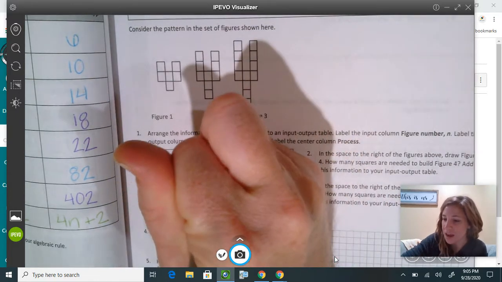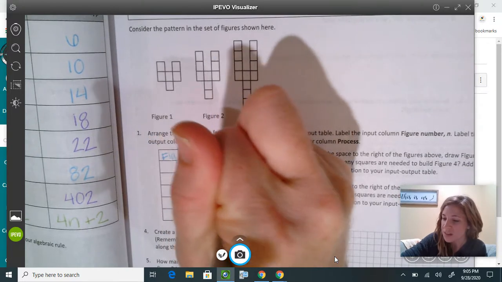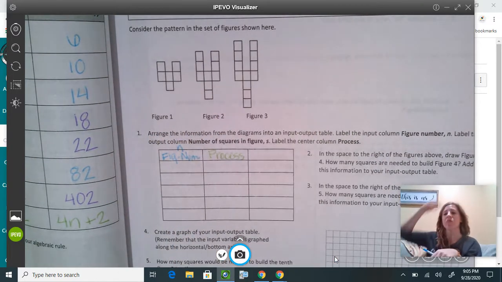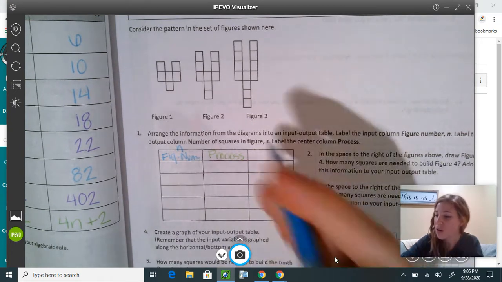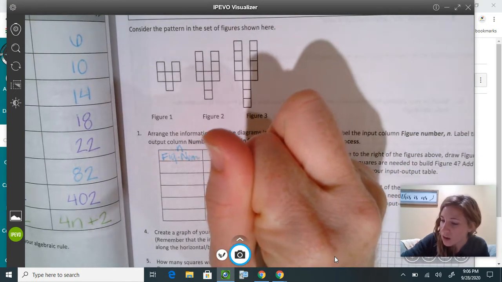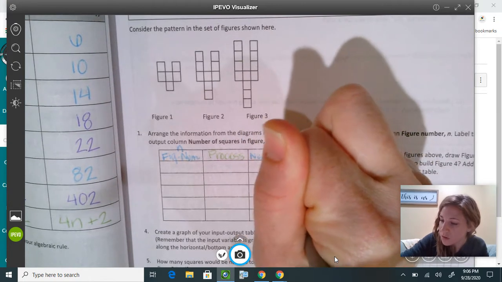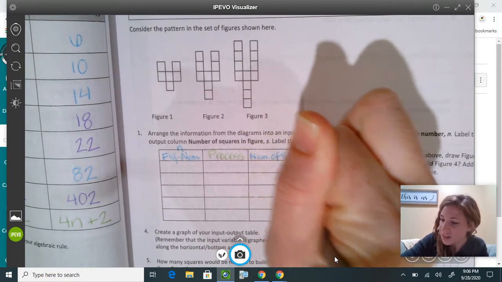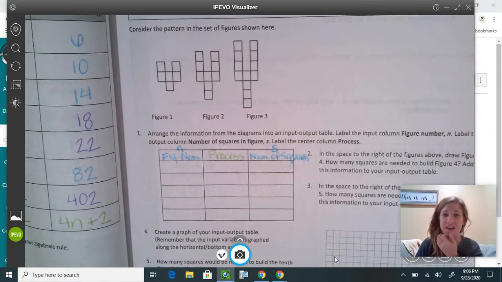And I'm going to go ahead and just switch colors for that. Process. This is that optional work column, really helpful when you are writing your rule. And the last one is number of squares in the figure. Number of squares. And I realize that these columns are not really big enough. It says that's S, so I'm going to put an S on top.